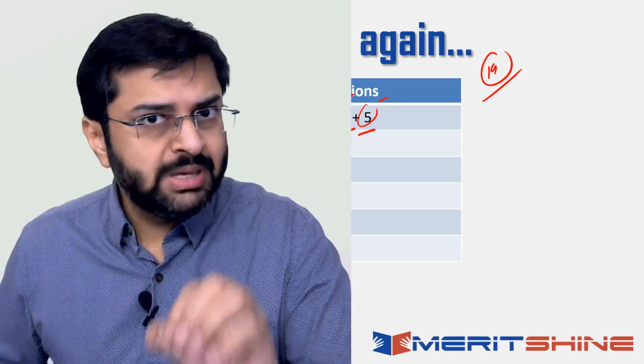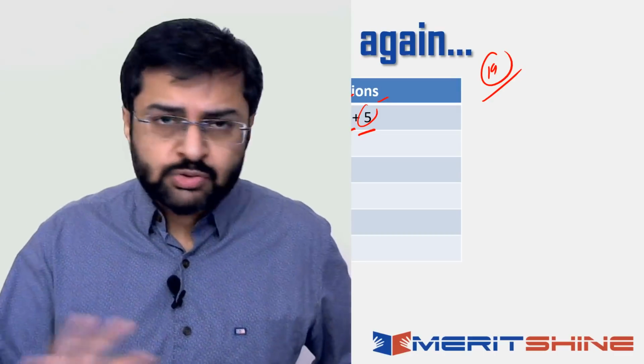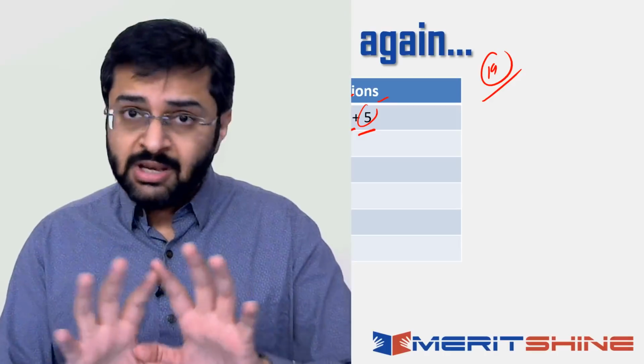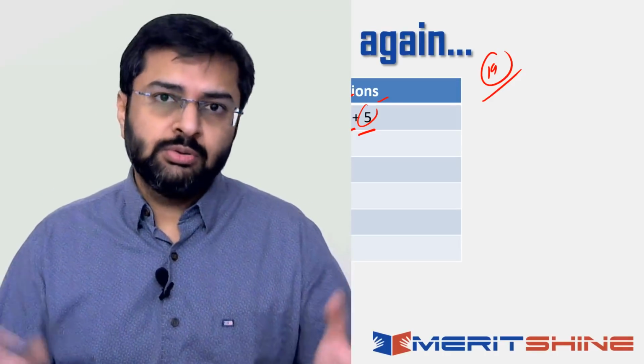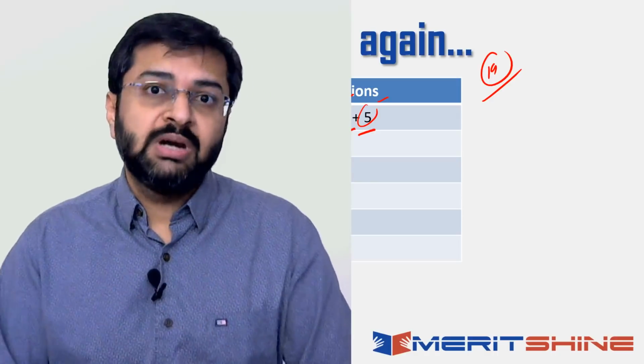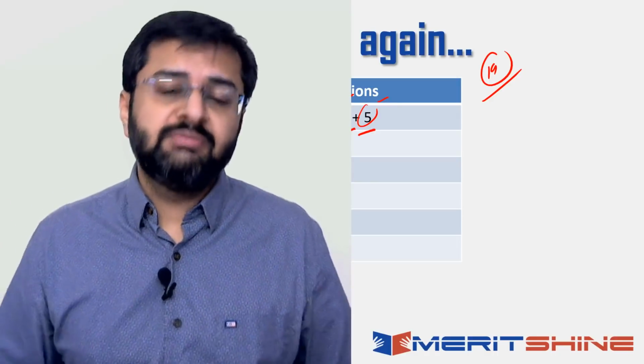2017 SBI PO mains, I remember. What happened with people? Paper was not difficult. I'm talking about quant specifically. It was not difficult. It was a little different. And it was different. Many people got a 0, 2, 3. And these were people who knew arithmetic. At the same time, there were people who got a 25 in that same section.